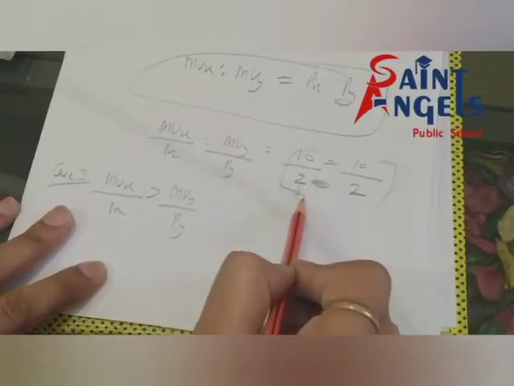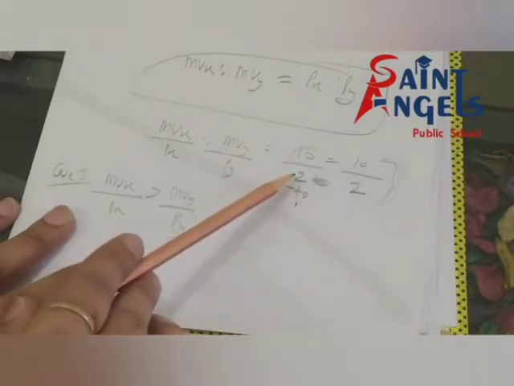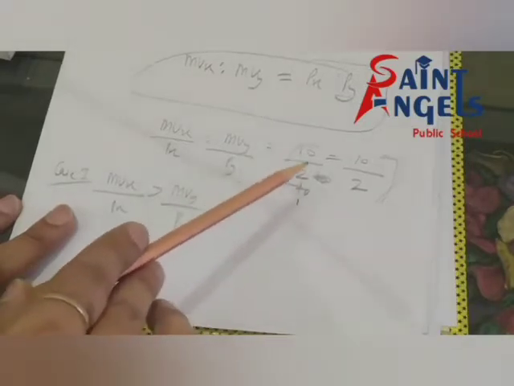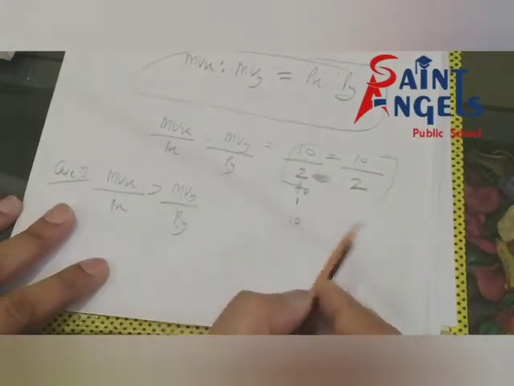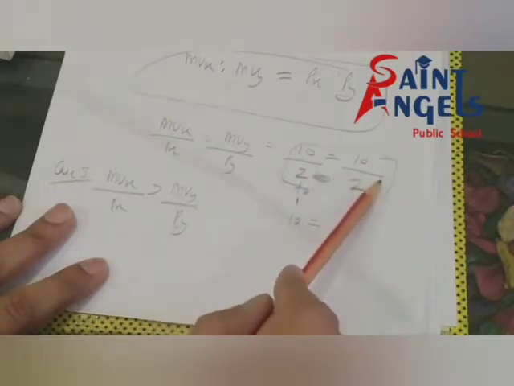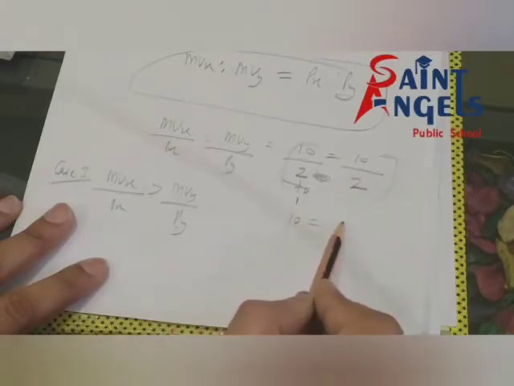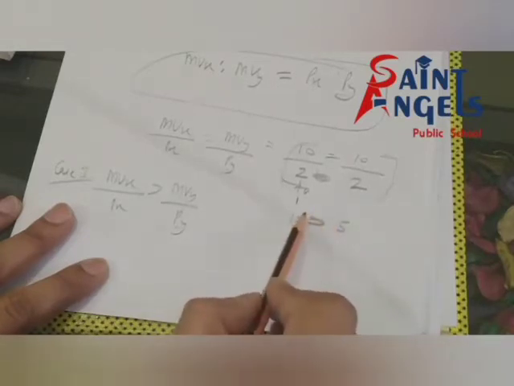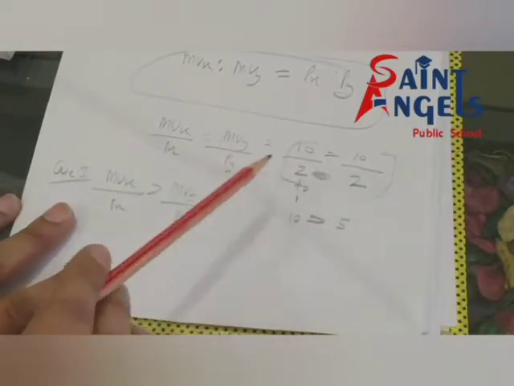Suppose the price of good X decreases from rupee 2 to rupee 1. Then 10 divided by 1 is 10, but the price of Y remains constant, so it stays 5. We can say that 10 will be greater than 5. See here, I am again repeating.